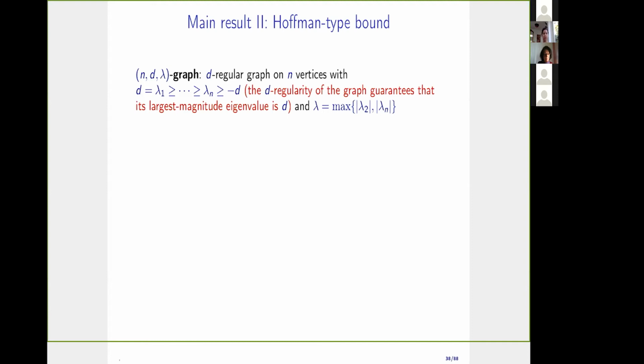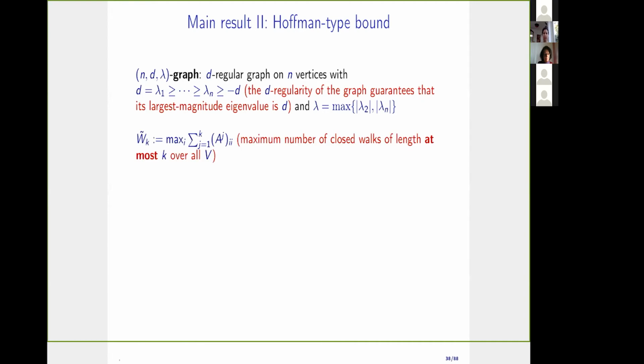So first we need to introduce some notation regarding a regular graph with some specific properties. So we are calling it an (n, d, lambda) graph. We are following Alon's notation here, where d is just the degree, so the largest eigenvalue. And this d-regularity of the graph guarantees that the largest eigenvalue in magnitude actually is d. And then lambda is just the classical maximum between lambda 2, the second largest, and the smallest eigenvalue in absolute value. Okay? So it's related to expander graphs. You can already suspect it.